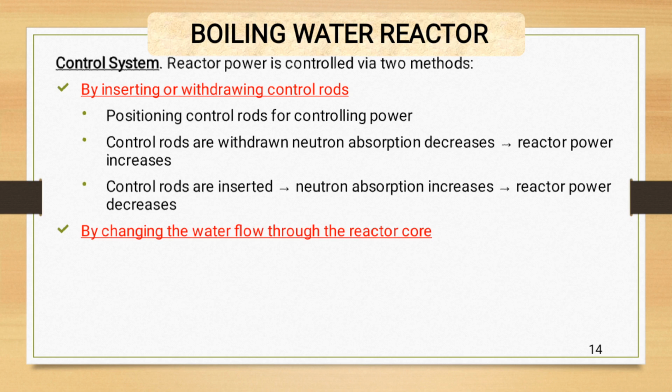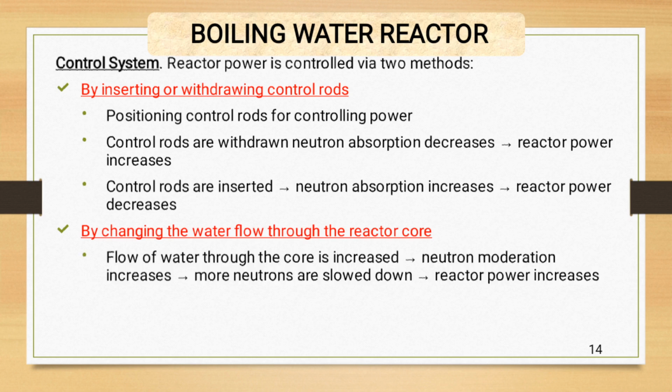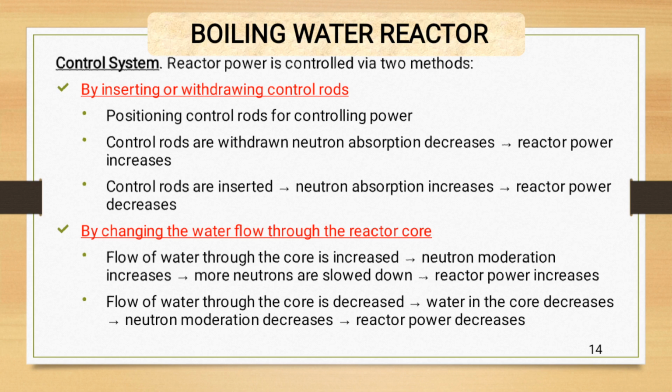The second method is by changing the water flow through the reactor core. When the flow of water through the reactor core is increased, the neutron moderation or slowing down process increases. More neutrons are slowed down and the reactor power increases. When the flow of water through the core is decreased, the water in the core decreases, so the reactor power decreases.